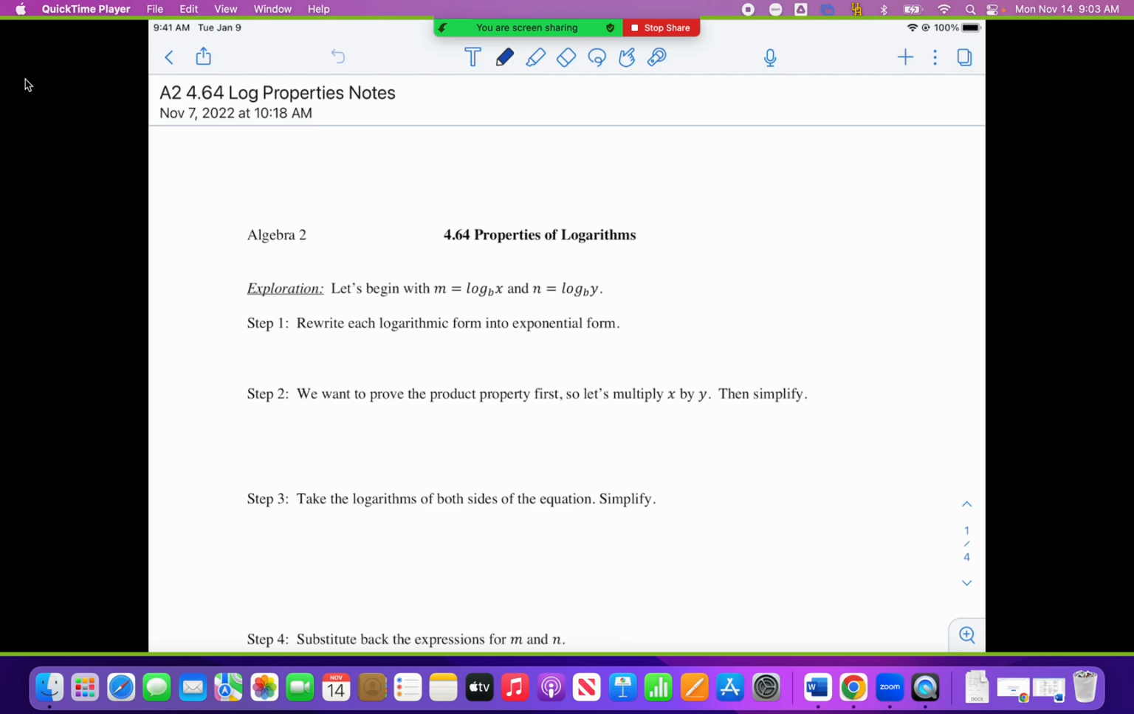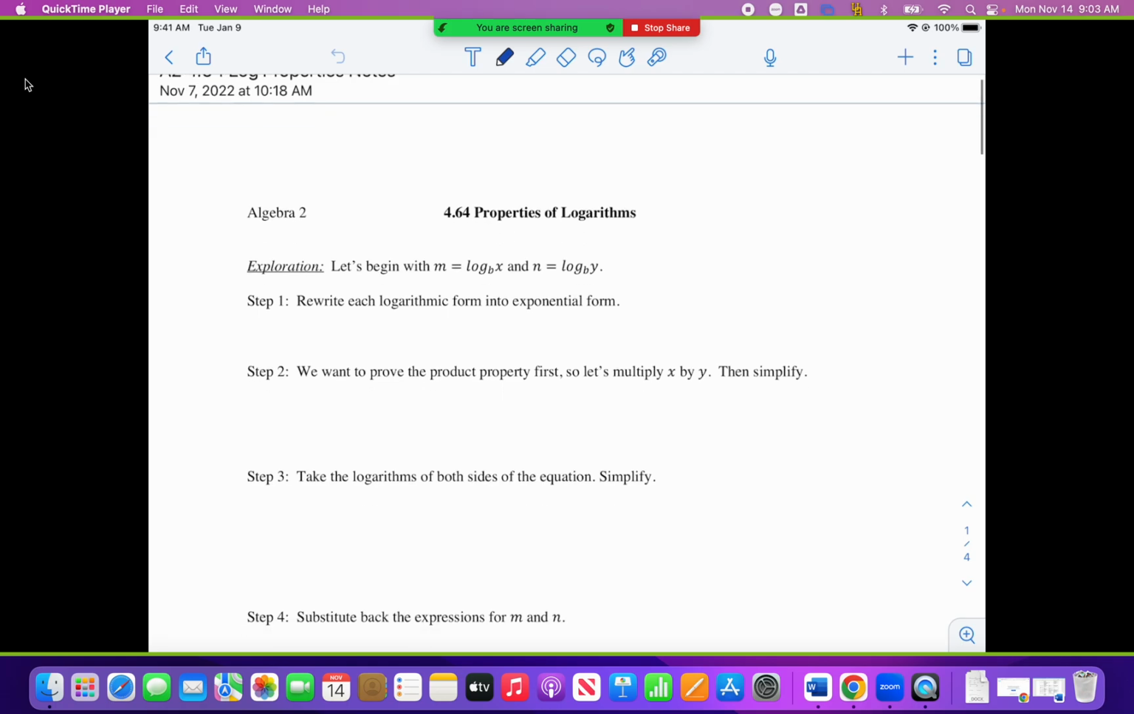Right, today we are beginning with 4.64, properties of logarithms. So we're going to develop the first one, then I'm just going to tell you the other two properties. So we're going to begin with m equals the log base b of x and n equals the log base b of y. What I want you to do first is rewrite each of those into exponential form.